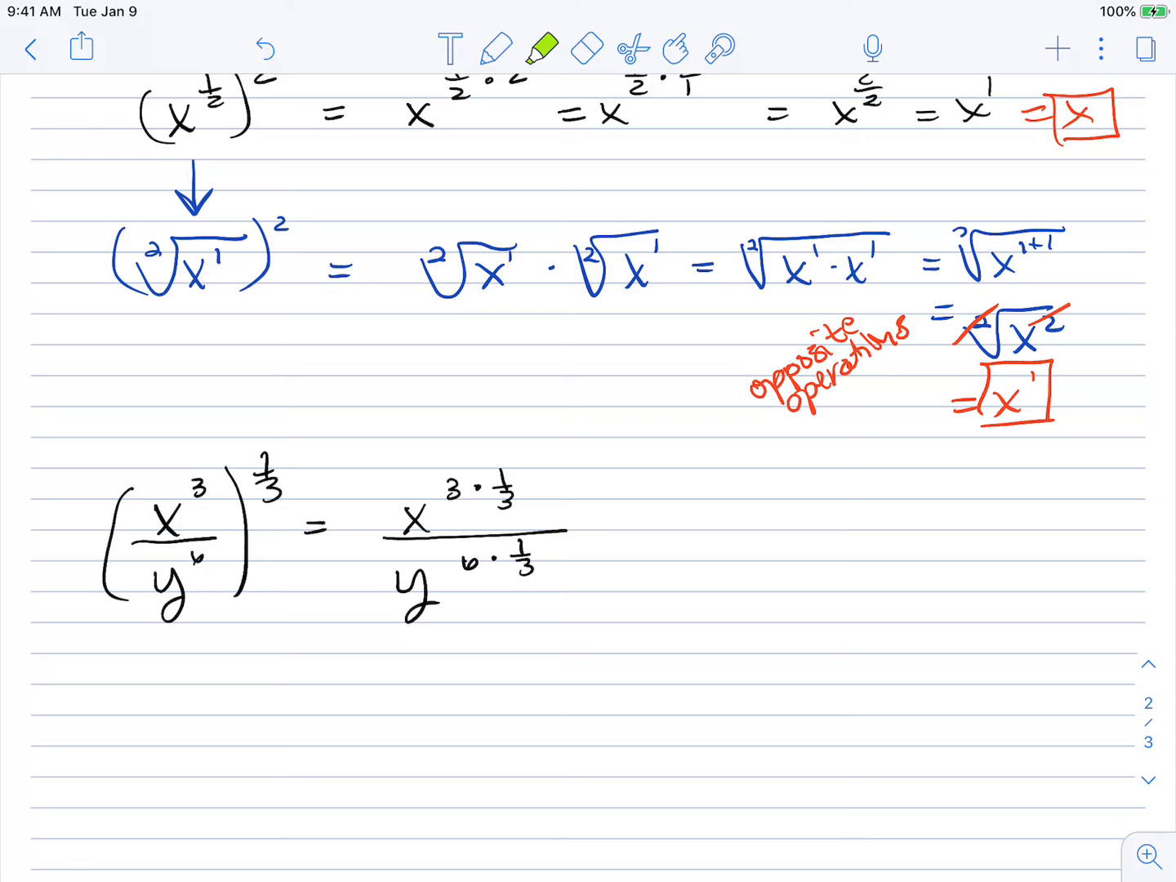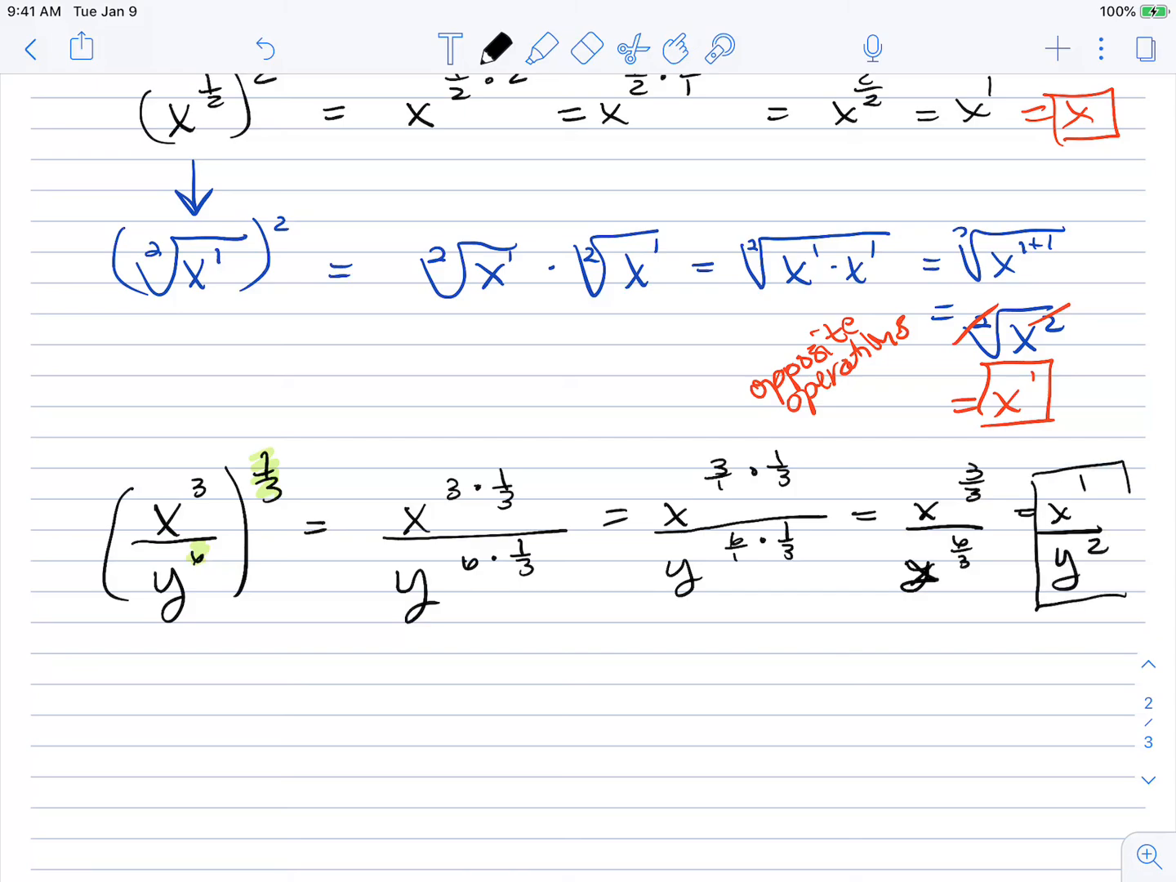So what I'm doing here is I'm multiplying this power by this power, and that's what I ended up with here. And then I'm multiplying this power down here with the power, and that's how I got this one down here. So I'm just multiplying power to power, and this gives me x to the 3/1 to make that a fraction, times 1/3. And in the denominator, I have y to the 6/1 times 1/3. It just makes it easier to see that I'm multiplying my numerators and then multiplying my denominators. This is x to the 3/3, which is x to the 1. And in the denominator, this is y to the 6/3. And this is y to the 2. And that ends up being my answer.